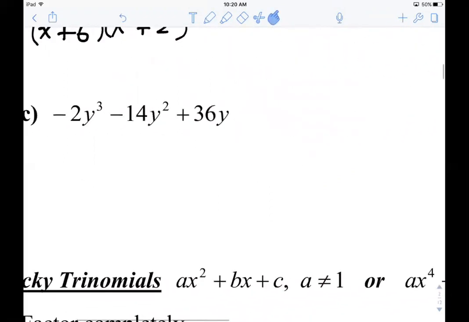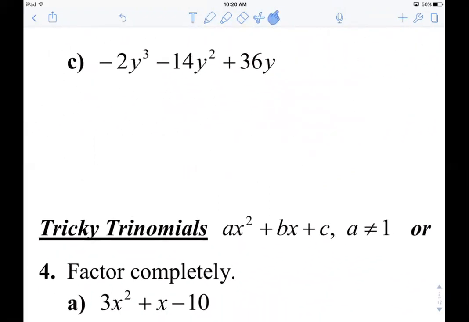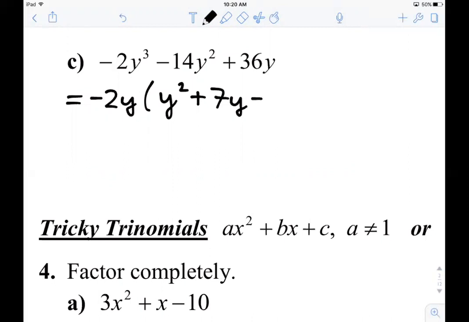Let's try one where we may have to common factor first. So now before we do any trinomial factoring with this one, we see that actually all of these terms can be divided by 2, and actually also negative 2. And they all have at least a single power of y. So I'm going to make negative 2y my common factor. Left over then gives me y squared plus 7y minus 18.